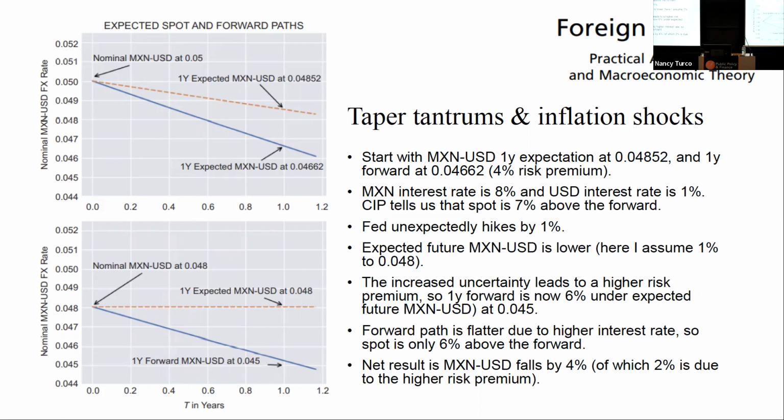Now let's do the same thing. So the Fed unexpectedly hikes by 1%. Well, one, I'm going to lower my expectation of what the Mex dollar exchange rate is going to be in 1 year. I'm going to increase my risk premium. So I've now gone from a 4% risk premium to a 6% risk premium. And then I've also flattened this curve. This curve had a steepness of 7%, but now it's only a 6% steepness with higher US interest rates. And so the combined impact of all of that is that the MEX falls by 4%.